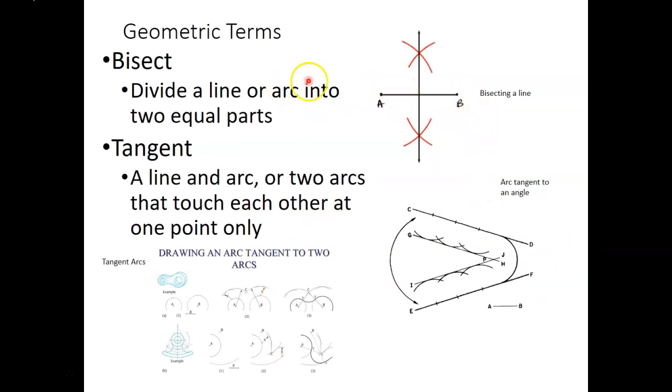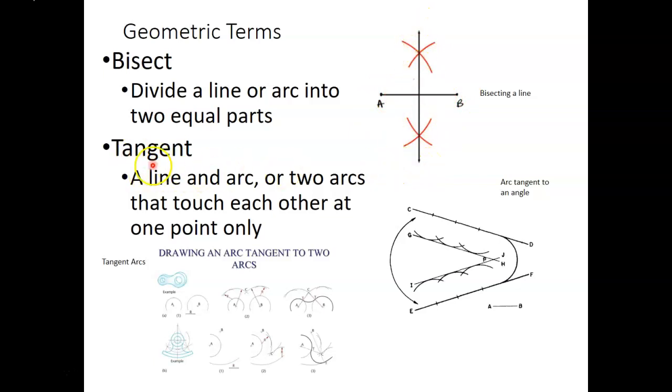So we talked about that we're going to be doing geometric constructions. Well, geometric terms that you need to kind of know. And I know these down here are a little hard to see, but bisect means to divide a line or an arc into equal parts. So here's my line, and here's where I divide it.